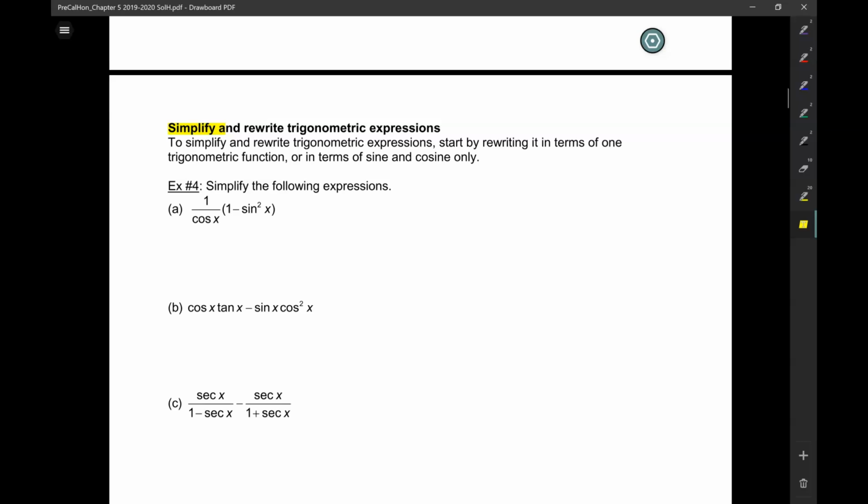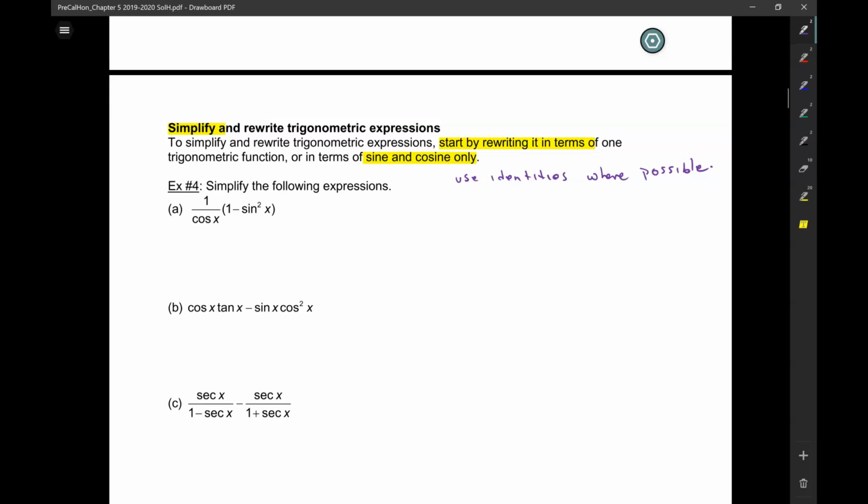There are a few strategies. One strategy is to start by rewriting in terms of one trig function, or in terms of sine and cosine only. Another trick is to use identities where possible. In the beginning, it'll seem like, oh my God, I have this problem and I don't know where to go. The more you do it, the more patterns you will see. So please allow me to do a couple and then I will take questions.